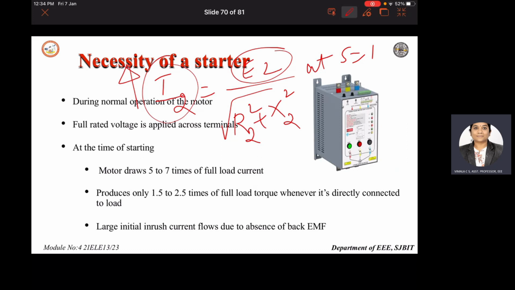And similarly, due to the inrush of current, other appliances connected to the line may also be subjected to voltage spikes and get affected. This initial rush of current, 5 to 8 times, is mainly because of the absence of back EMF.